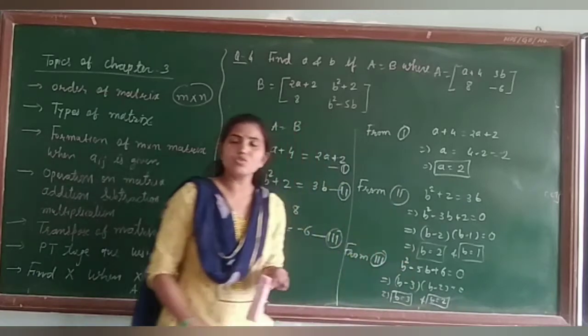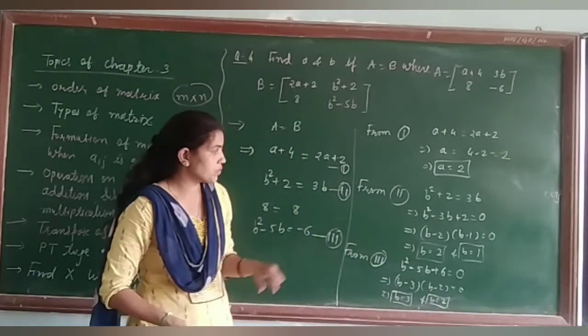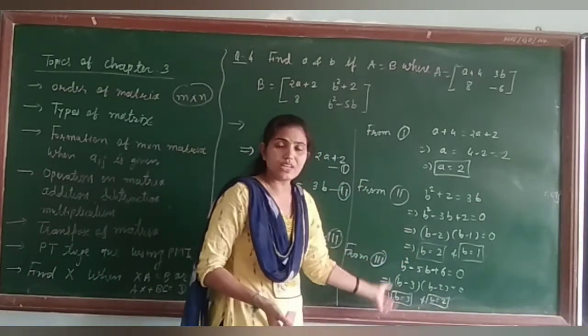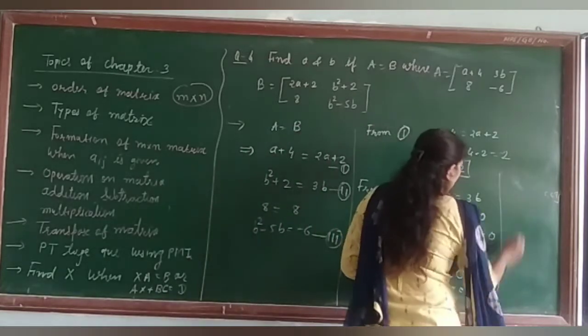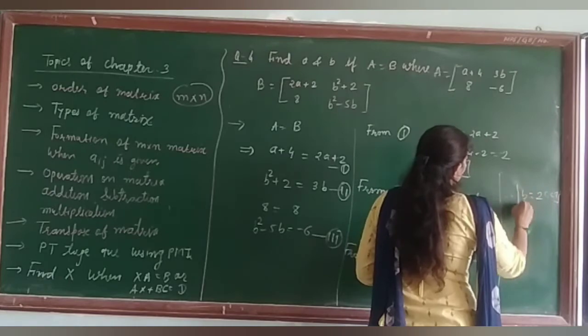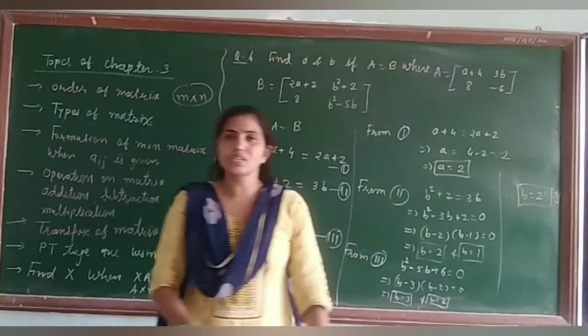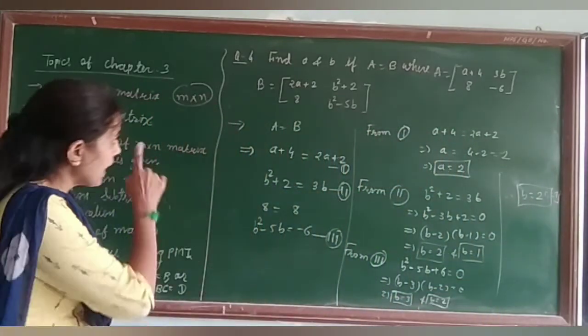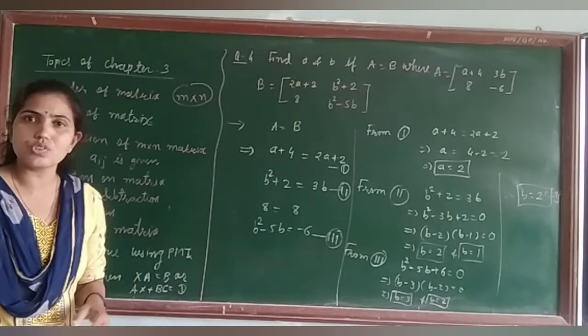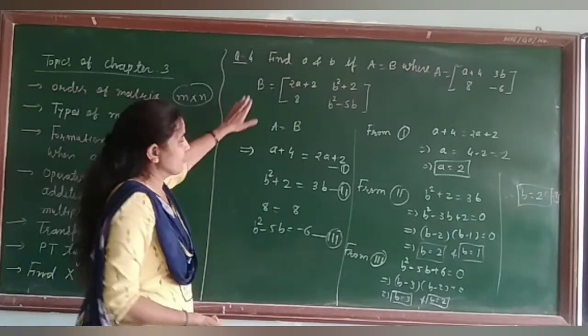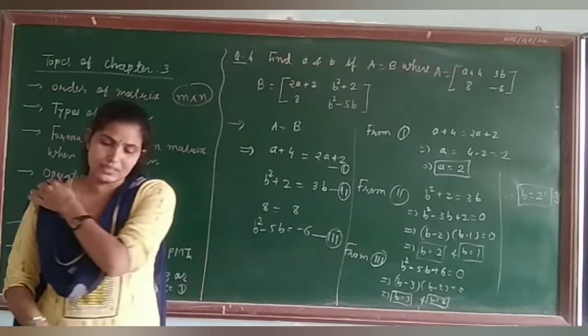So what can your solution be? Your solution must be the one which satisfies both the equations. That means B is equal to 2. So therefore B is equal to 2, the common solution is this. So therefore A is equal to 2 and B is equal to 2. That is our solution. Okay. So this is the question based on equality.